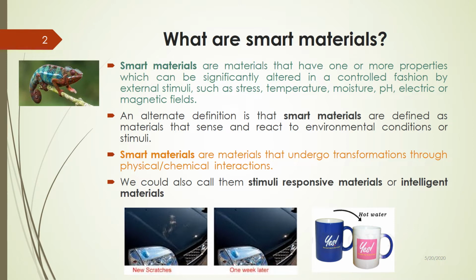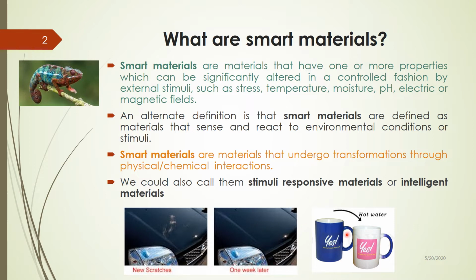So here in this slide, I am showing some more examples of smart materials. In the first image, you can see a scratched car paint and it automatically repairs and gives a fresh appearance within 1 week. Such type of paints are known as self-healing paint. Self-healing means self-repairing. Such type of self-healing materials are an important class of smart materials.